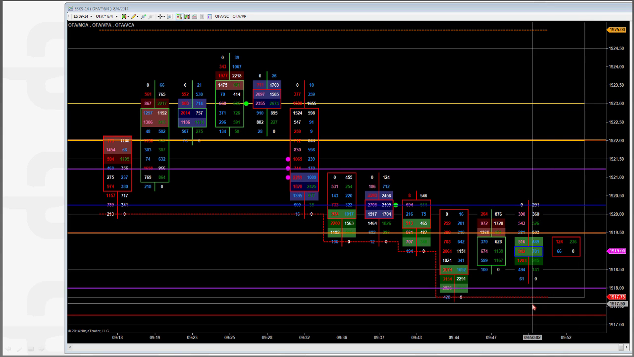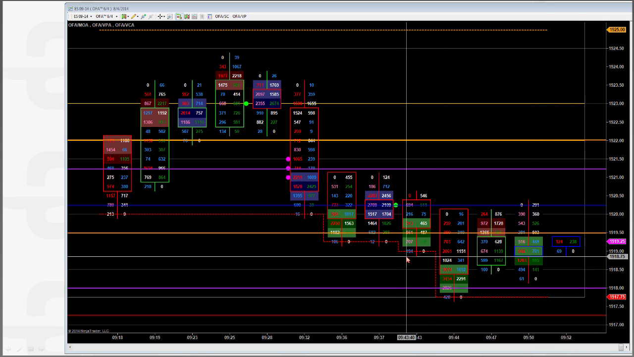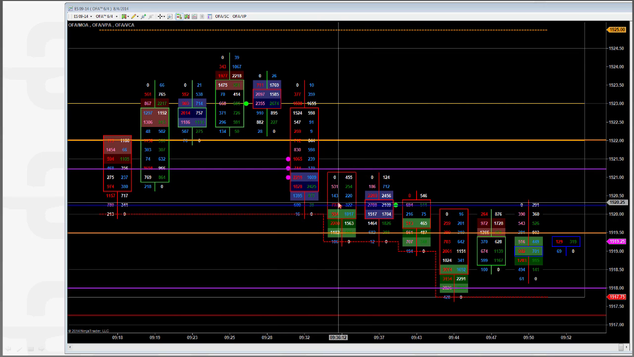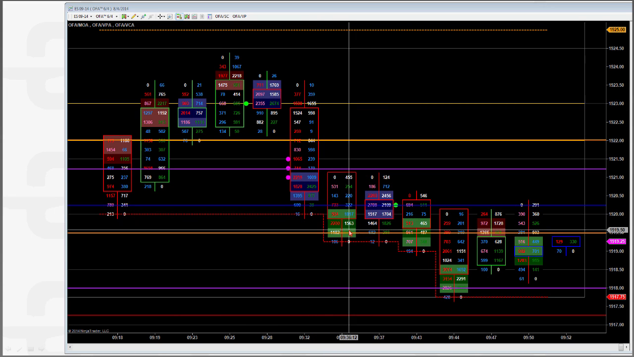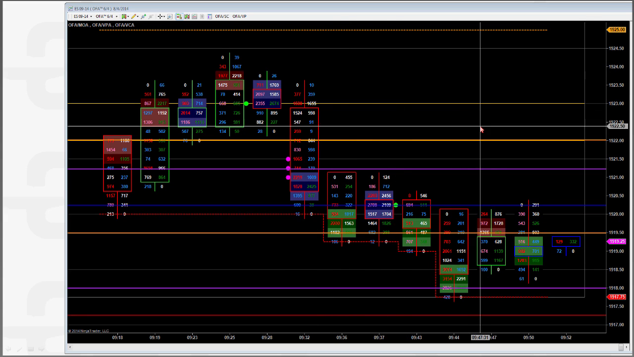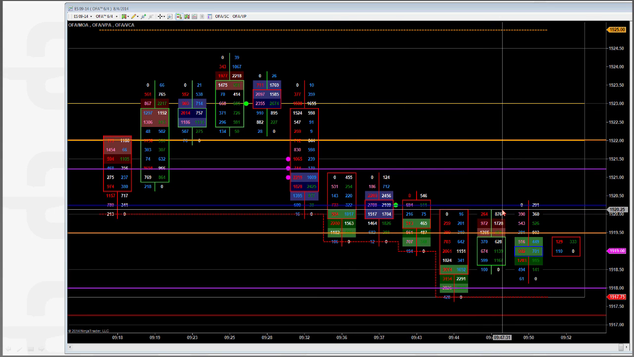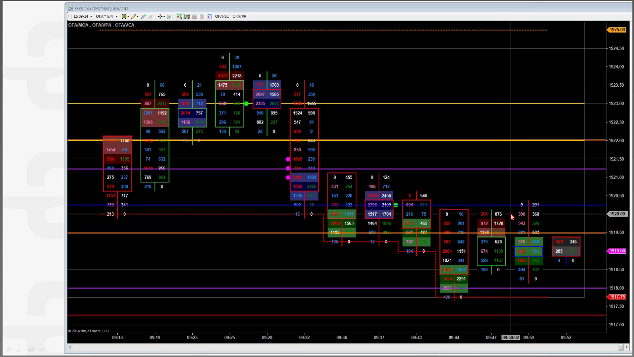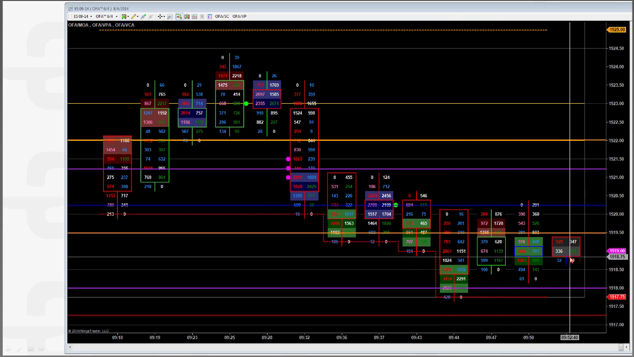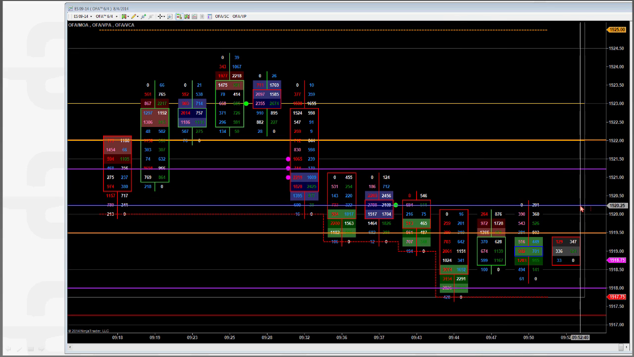So anyway, in reading this as a problem, I can see that buyers have kind of not given up, but they certainly have not proven that they have interest back above this level yet. And in order for me to take any long, certain conditions have to apply. They've kind of stepped in, but I don't see the conviction necessary for me to take a long.